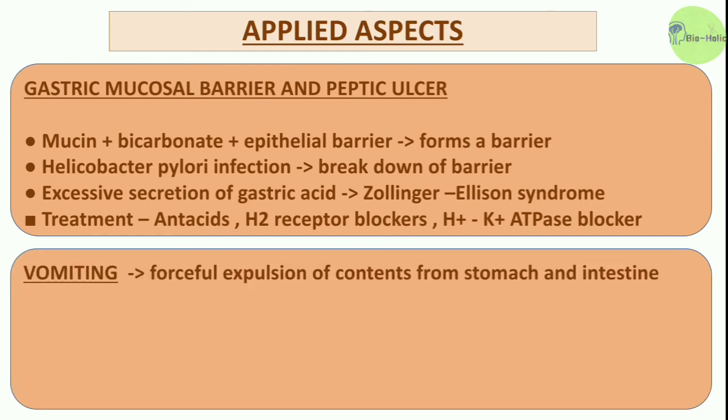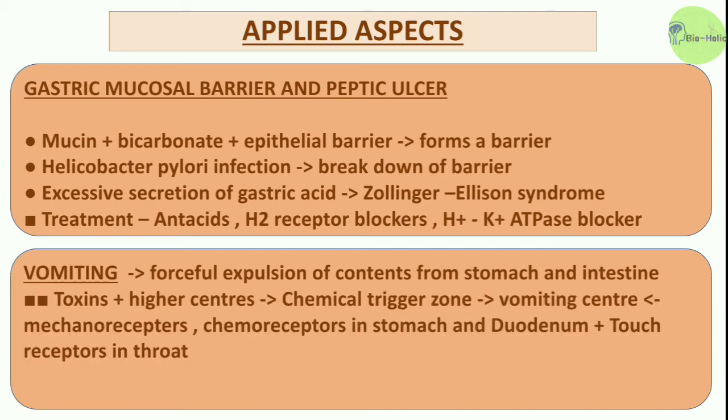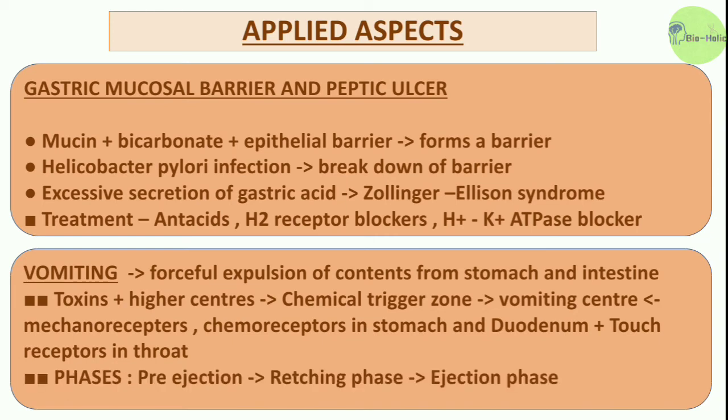Second topic is the vomiting. It is the forceful expulsion of contents from the stomach and intestine. Some toxins cause activation of higher centers that help chemical trigger the zone of vomiting center, and also activation of mechanoreceptors and chemoreceptors present in the stomach and duodenum causes activation of vomiting center. And the touch receptors also cause activation of the vomiting center. This goes through some phases. Those are the pre-ejection phase, retching phase, and last one is the ejection phase.